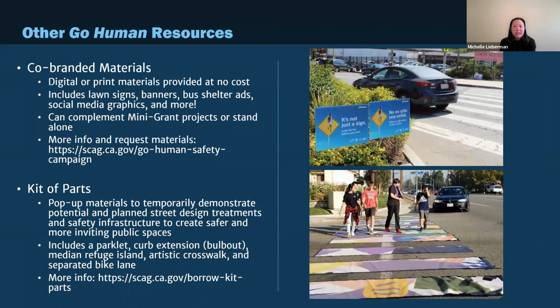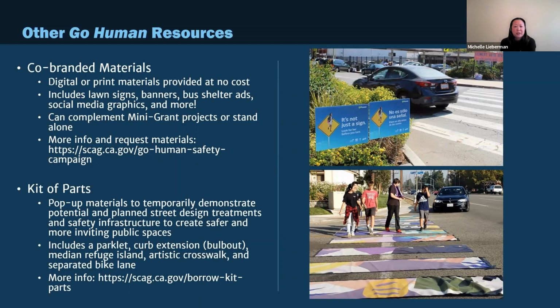Some other ideas to think about: GoHuman has additional resources that can be used with the mini grant projects or without the mini grant projects. First is co-branded materials, and these are digital or print materials provided at no cost. These can include lawn signs, banners, social media graphics, and a lot more. Like I said, this can complement your mini grant project. You can also have it as a standalone project by requesting the materials online.